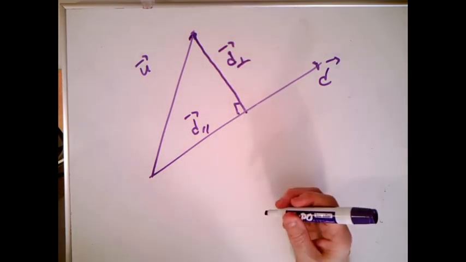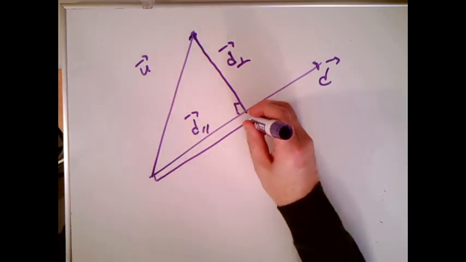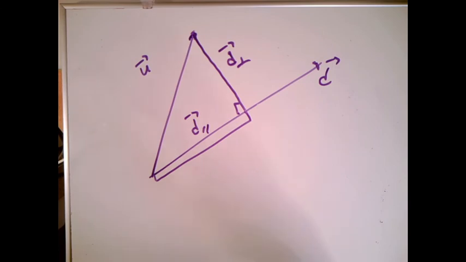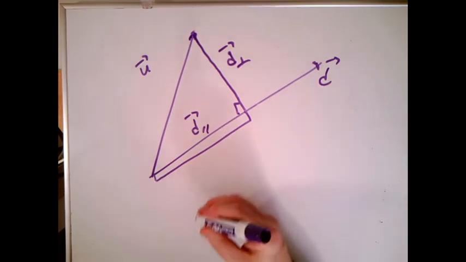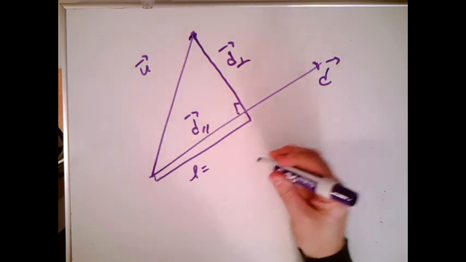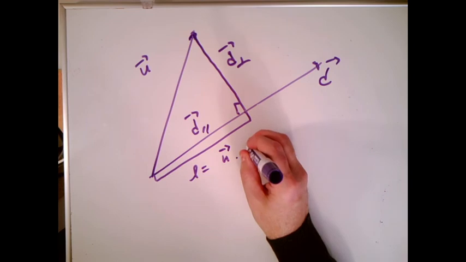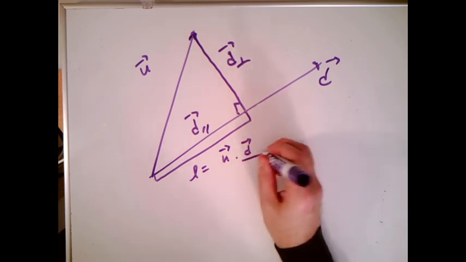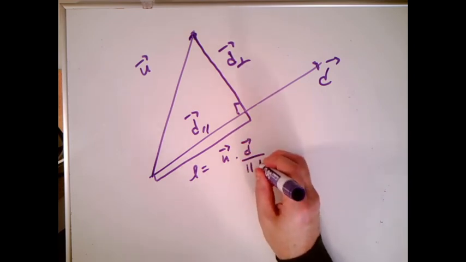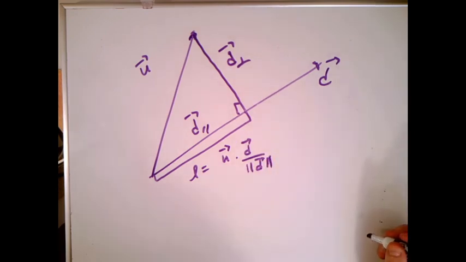The easy one to find is D parallel, so we're going to do that first. All I want is a vector that's parallel to D that's this long. Well, we know how long that length is. That's the projection of U onto D. So the length of this is just going to be U dot D over length of D, like that. So that's how long that vector should be, but that doesn't give us the vector.